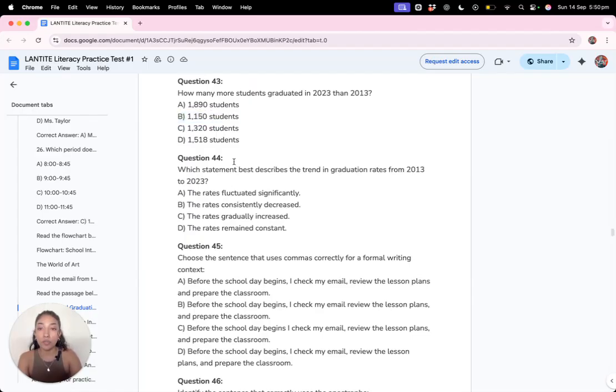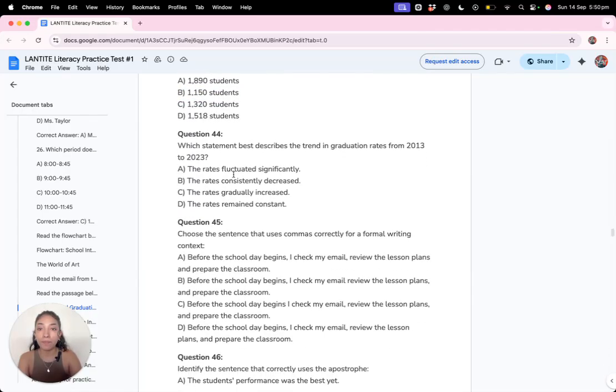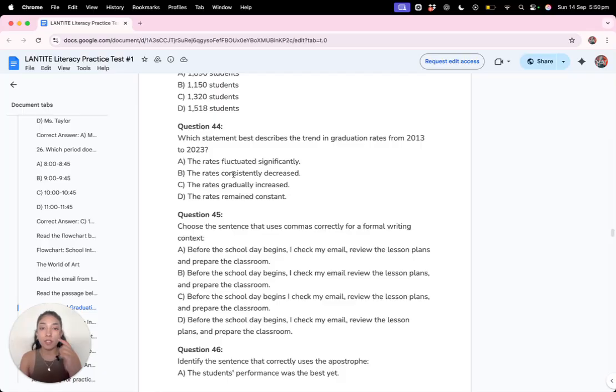We've got question 44. Which statement best describes the trend in graduation rates from 2013 to 2023? A, the rates fluctuated significantly. B, the rates consistently decreased. C, the rates gradually increased. And D, the rates remained constant.